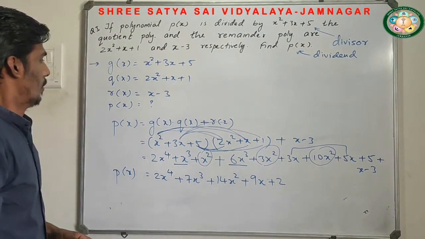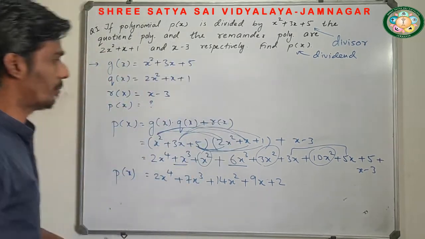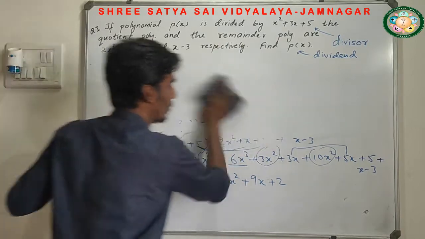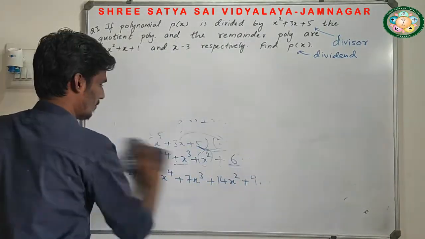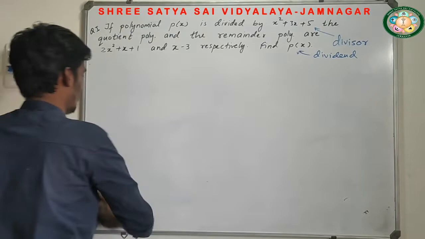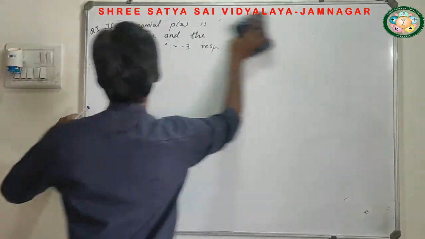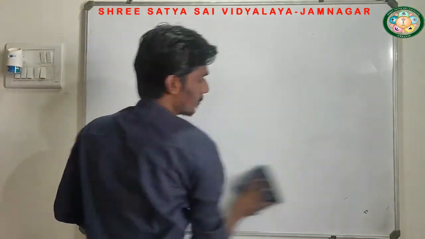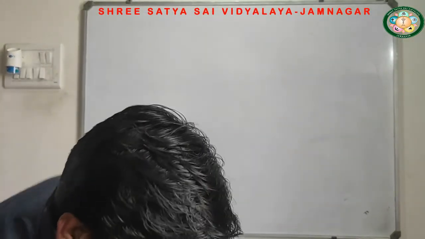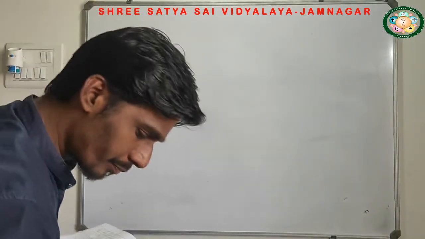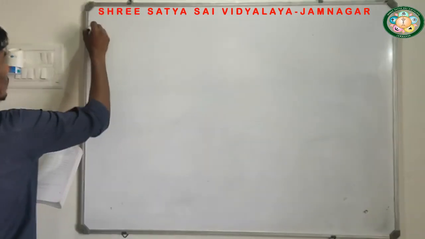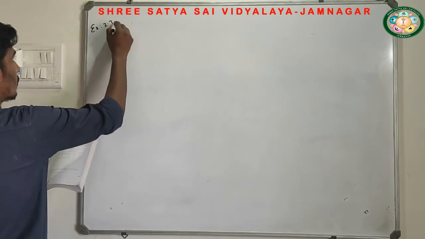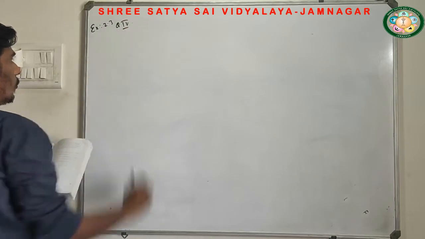Now similarly, one more example is there from the textbook. Let's solve that one. Let's solve one textbook example. It's from exercise 2.3, question number 4.